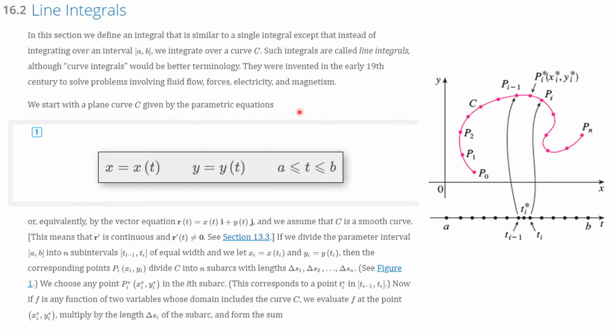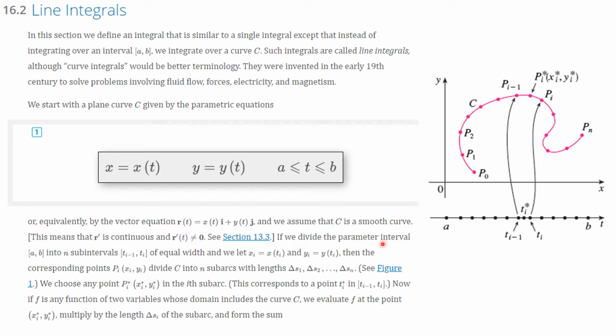So we start with a plane curve given by parametric equations like you studied in Calc 2. So x is equal to x of t, y is equal to y of t, and t runs from a to b, and it traces out this curve. Or equivalently, we have the vector equation r of t is equal to x of t in the i direction plus y of t in the j direction. And we assume for this discussion that C is a smooth curve, meaning you have continuous first derivatives, and the first derivative does not equal 0 anywhere.